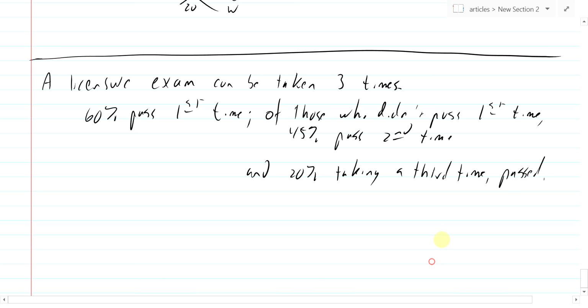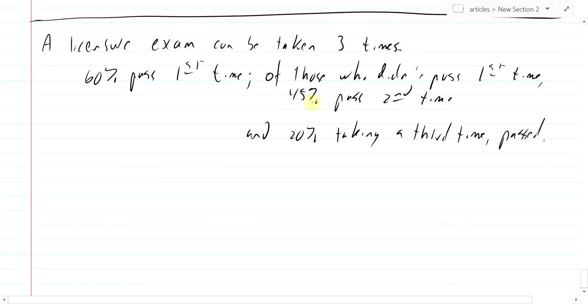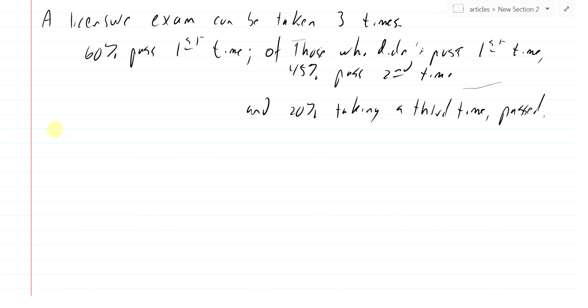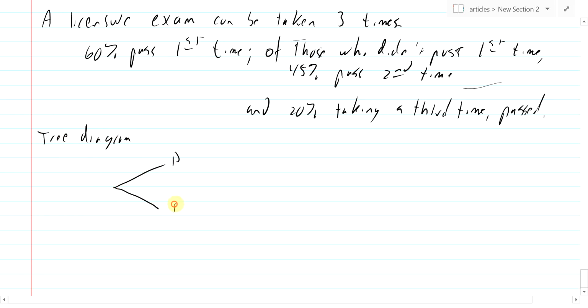Okay, so what is this 45%? Well, the way this is phrased, this is a conditional probability, right? It's given that we know someone hasn't passed it the first time, what's the probability that they pass it? It's 45%. So what's the tree diagram here look like? Well, there's 2 options. It's a little bit different from the previous tree diagram because it's not actually symmetrical. There's 2 options. There's pass and fail. 60% pass the first time, 40% fail.